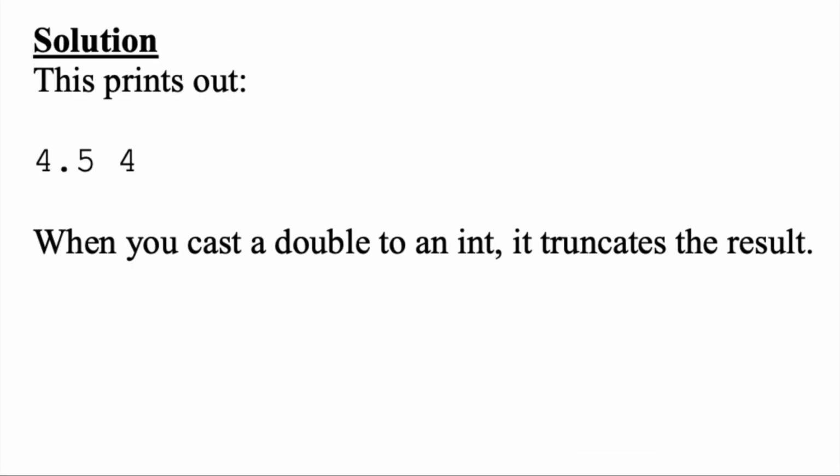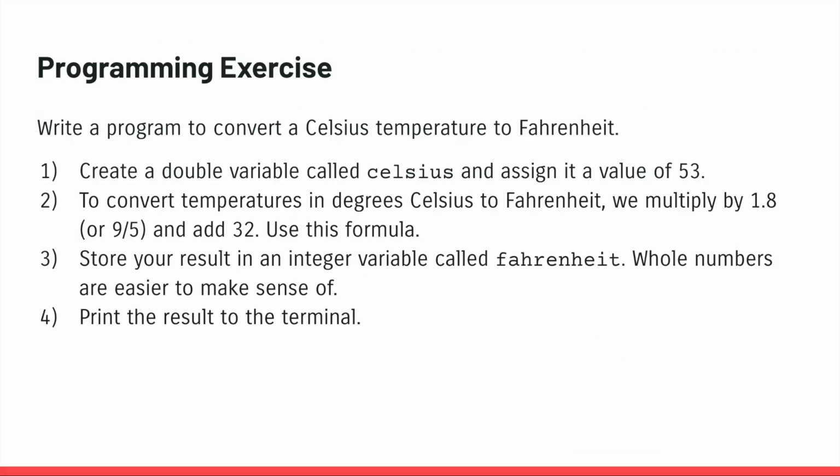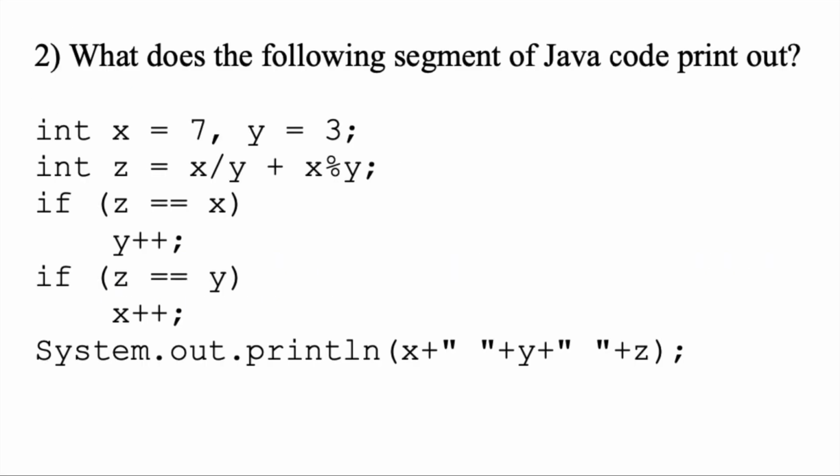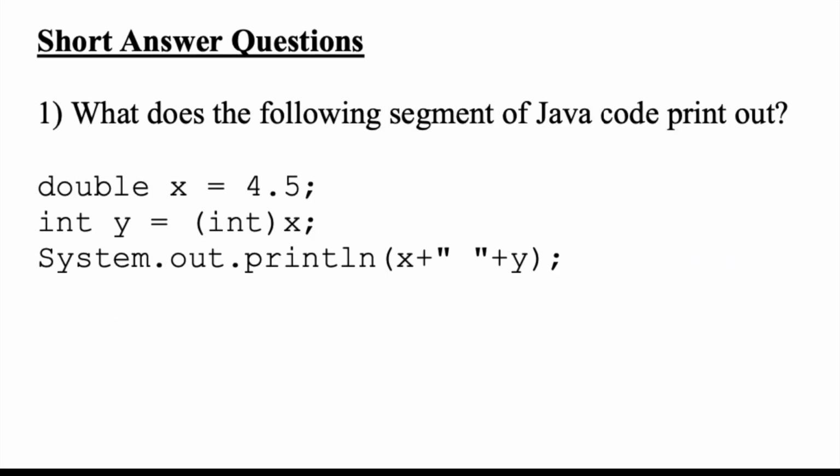So actually now what we're going to do is look at some exam style questions and then a programming exercise to wrap things up. Okay, so right here, what we want to figure out is what does the following segment of Java code print out? So we have a variable of double data type, and that's x. So x equals 4.5, and we know that we're going to be casting that to an integer.